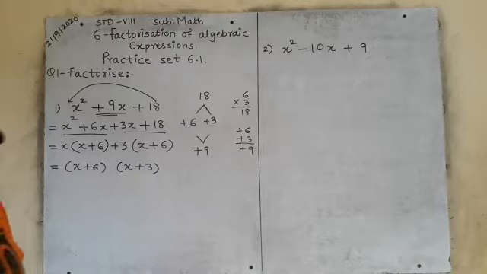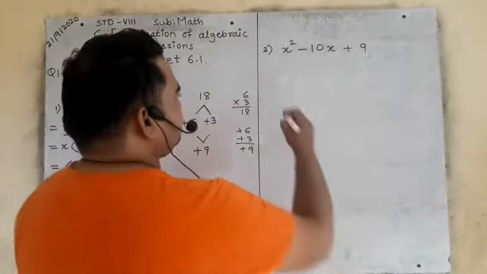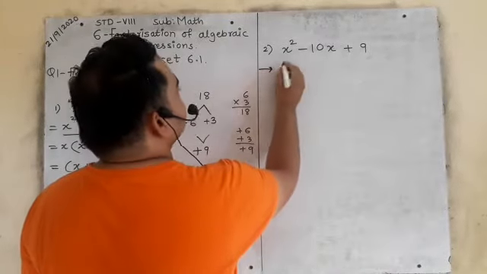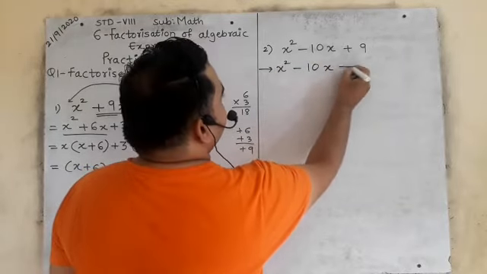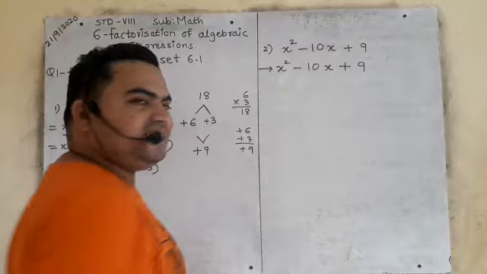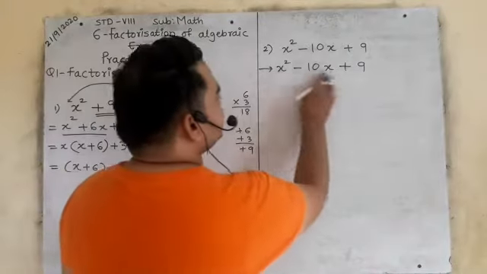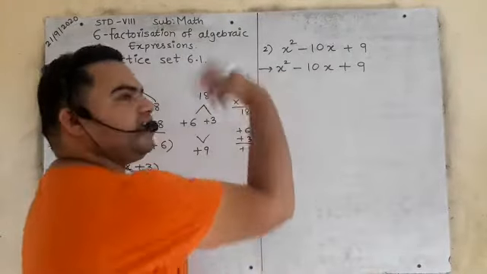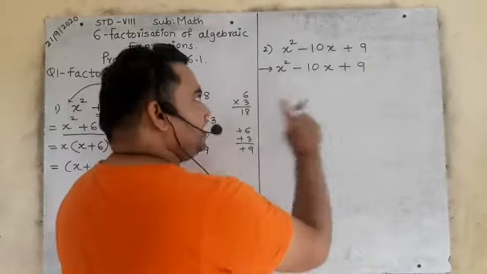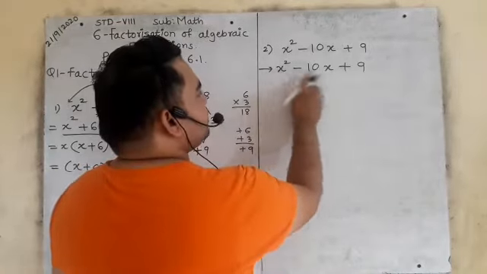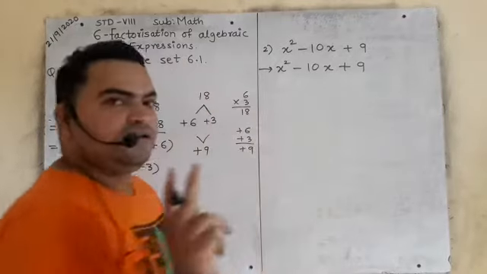I hope you understood. Now see the second one. First you will write the question: x square minus 10x plus 9. This is a quadratic trinomial. Yes, because x is the only variable here whose highest degree, or highest index, or highest power is 2. So it is a quadratic. And why is it a trinomial? Because there are a total of 3 terms.